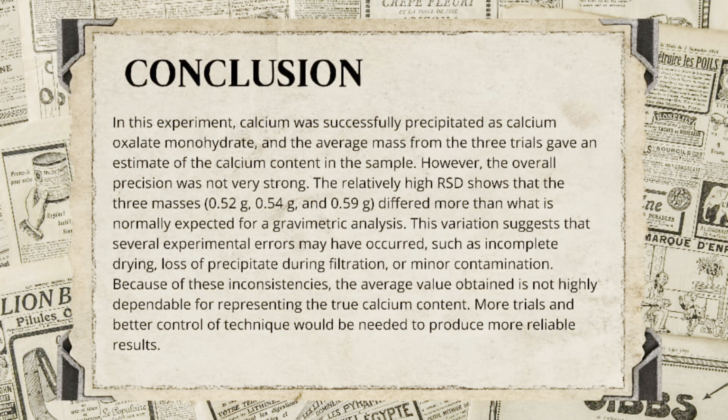The relatively high RSD shows that the 3 masses, 0.52 gram, 0.54 gram, and 0.59 gram, differ from what is normally expected for a gravimetric analysis. This variation suggests that several experimental errors may have occurred, such as incomplete drying, loss of precipitate during filtration, or minor contamination. Because of these inconsistencies, the average value obtained is not highly dependable for representing the true calcium content. More trials and better control of technique would be needed to produce more reliable results.